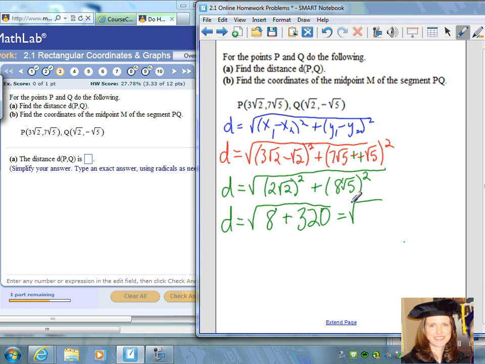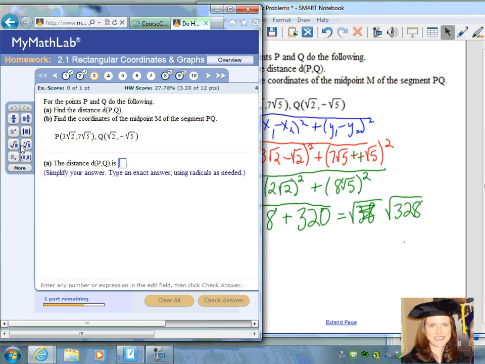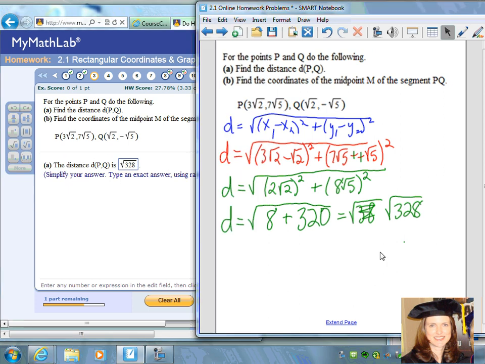The distance is the square root of 8 plus 320, so that is the square root of 328. Let's check to see if they'll accept this answer. We may need to simplify the radicals. Square root of 328. Check your answer. Okay, it says that it is equal to the correct answer, but it's not in the correct form. What that means is we need to simplify this radical.